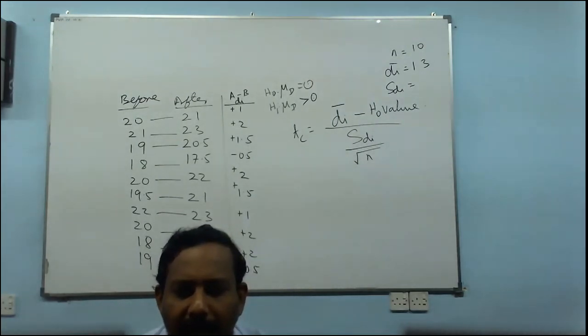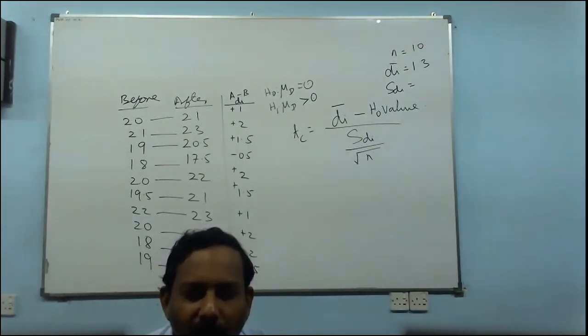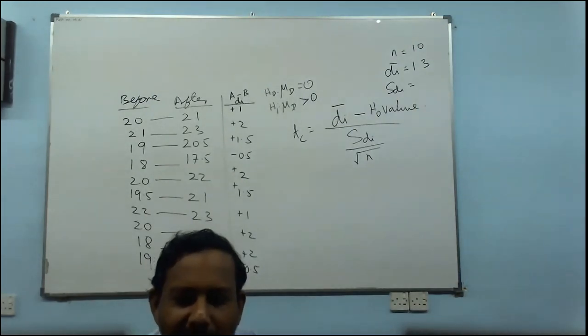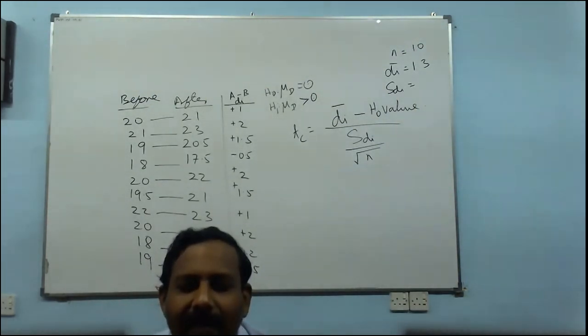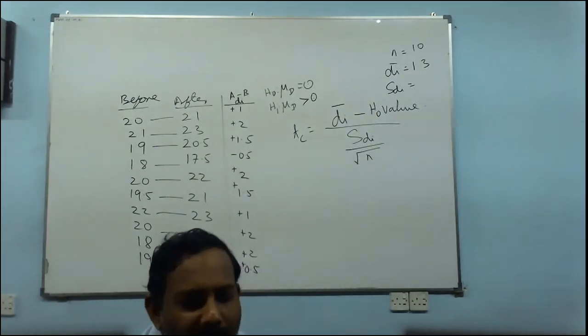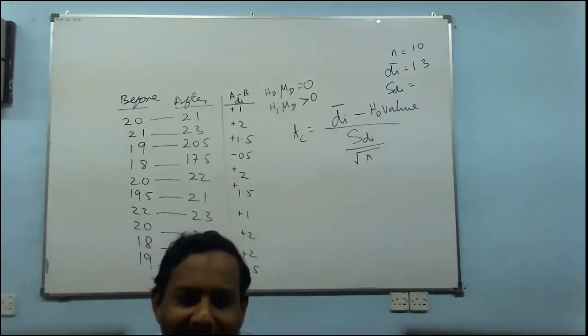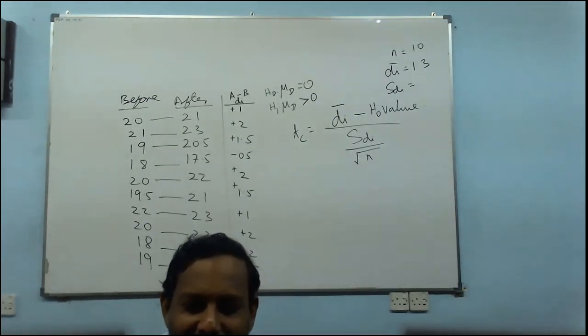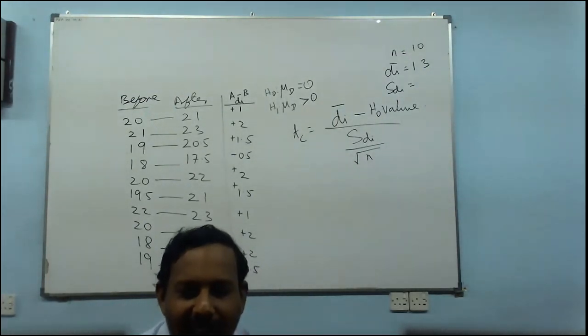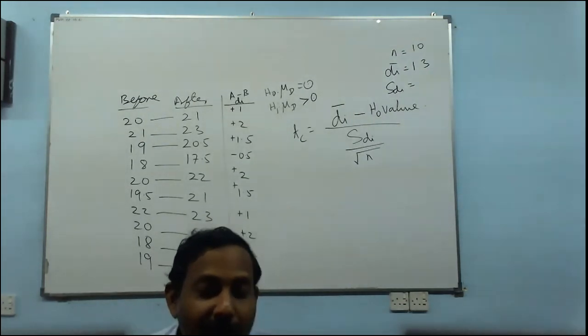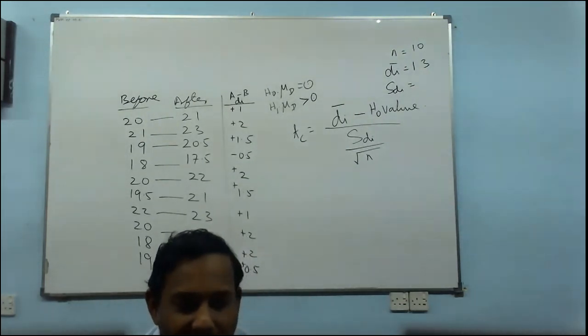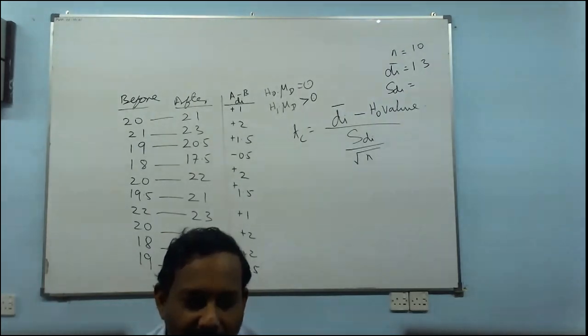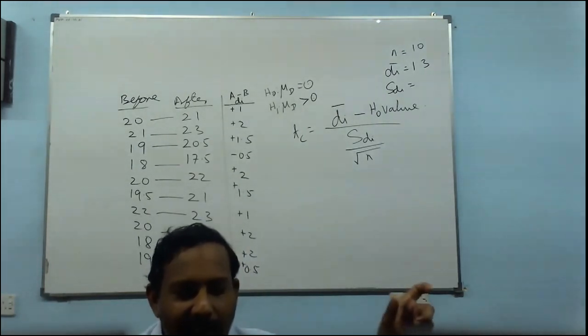Standard deviation, I'm getting a value... Yeah, standard deviation is never a minus value. Don't say the standard deviation is a minus value. If you say the standard deviation is a minus value, something is wrong. Standard deviation will always be a positive value. That is why we are squaring it.